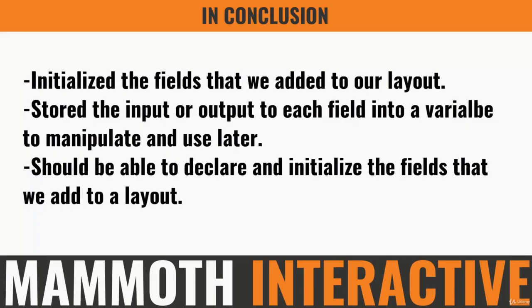In this part, we initialize the fields that we added to our layout. So we store the input or output of each field into a variable to manipulate and use later. This means that we took whatever will be in the specific fields, which will be our two input fields and our button and our output field. We've taken all of that, we've stored them in variables so that we can call on them and manipulate them and do what we need to with them later. So by now you should be able to declare and initialize these fields and any other fields that you might add to a layout so that you can handle them in the code.